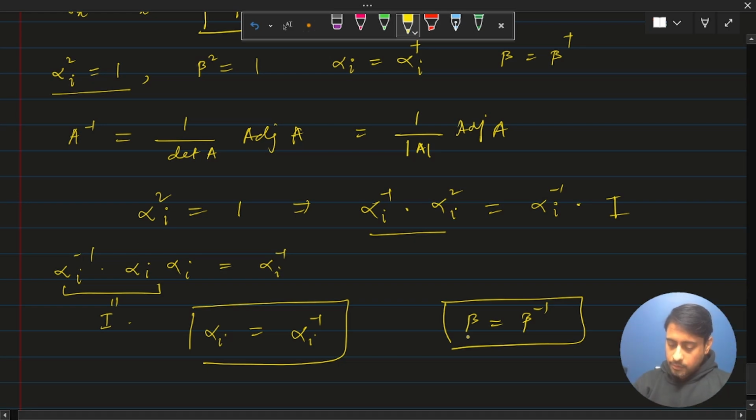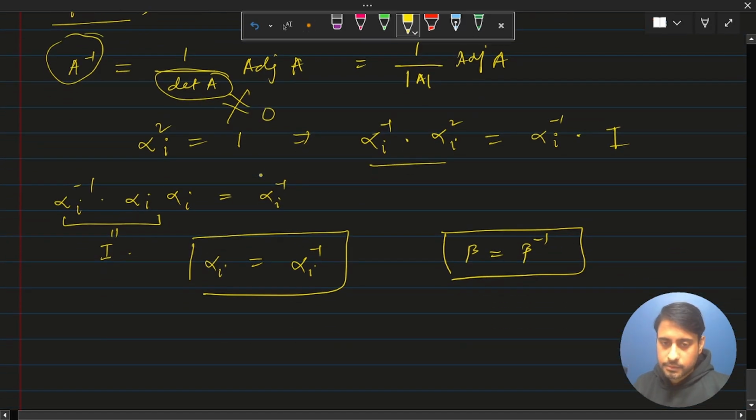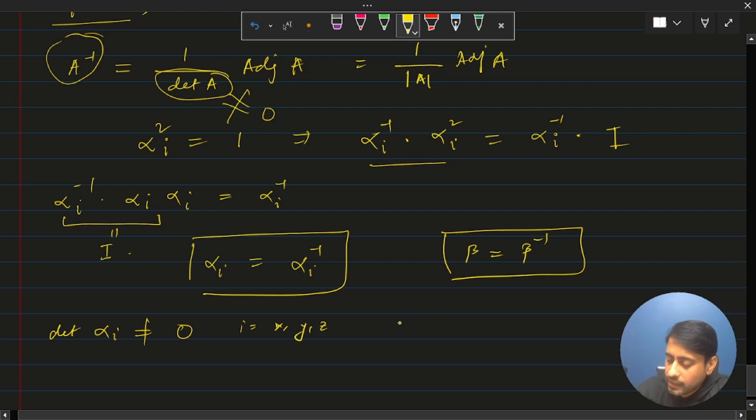Okay, so now you know that if the A inverse exists, then the determinant cannot be 0. That means it should be non-singular. So determinant of alpha I should not be 0, and I is your x comma y comma z. And similarly determinant of beta should also not be 0.